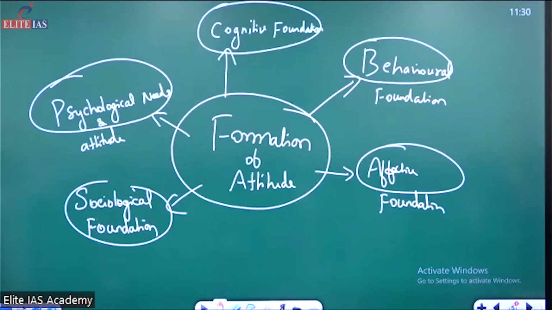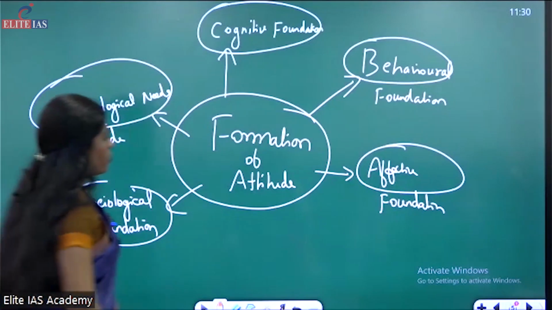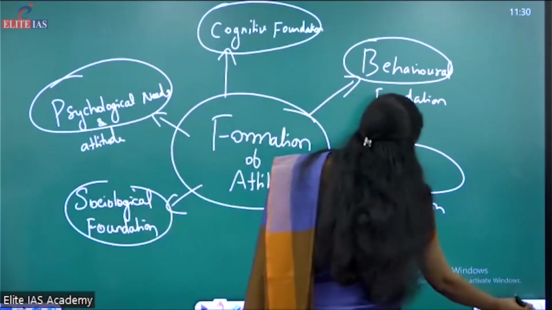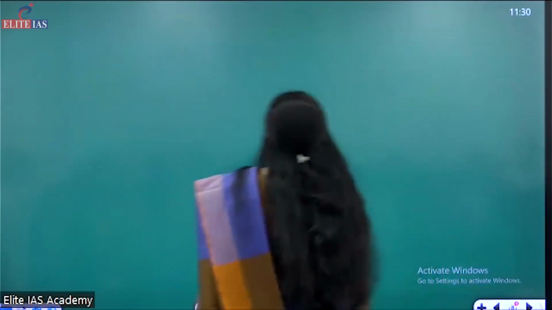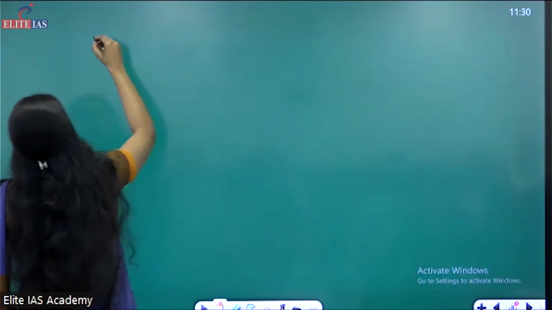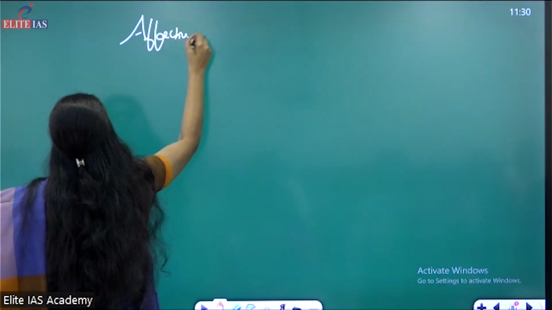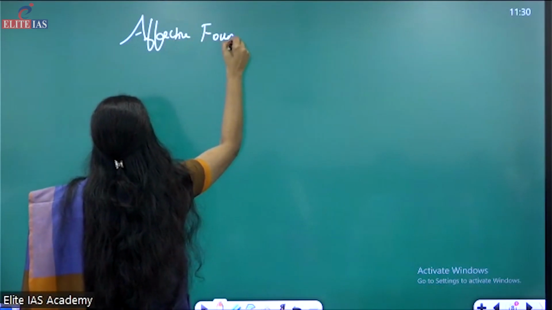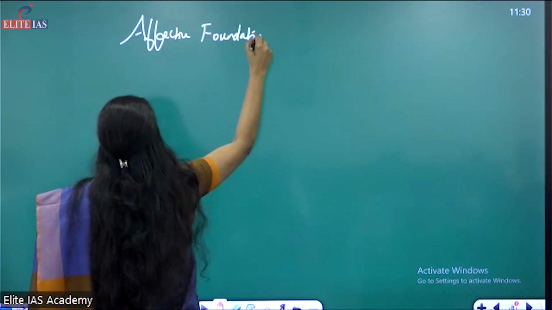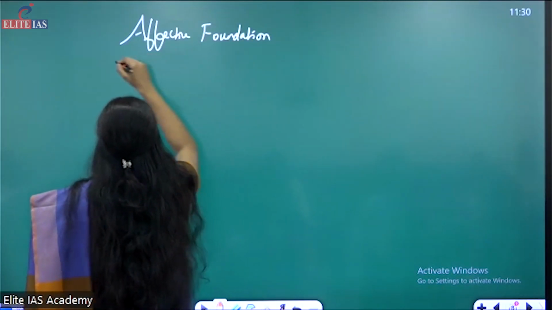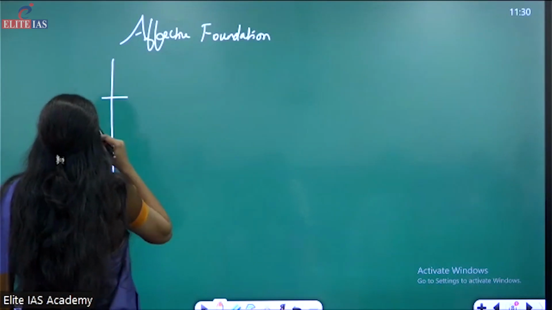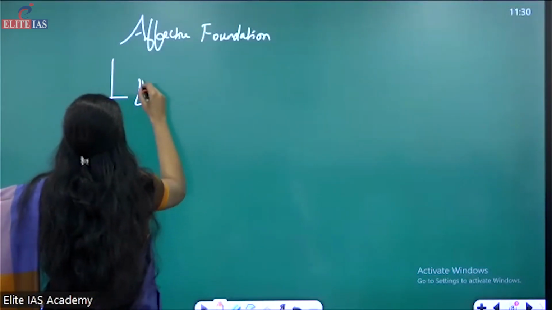Okay. So what is left over? Another one thing, the emotional, affective component is there, no? Affective foundation, the formation of attitude. For this, we will take affective foundation. Affections, it's related to emotions. So there are two theories which support this concept. One is evaluative conditioning.